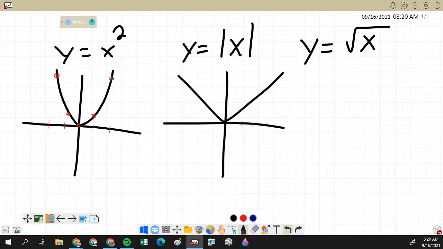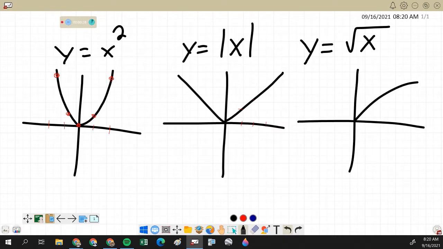And then the square root of x looks like this, and it's actually the same shape as the parabola, just turned on its side. So this right here, maybe it makes more sense to look at this side. If we were to turn that on its side, then it would look exactly the same as the square root of x. Okay? Now, how do we transform those?